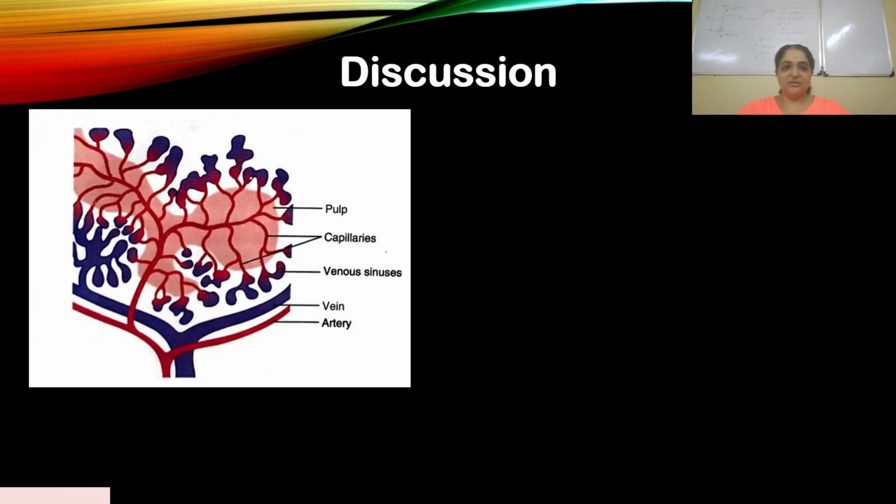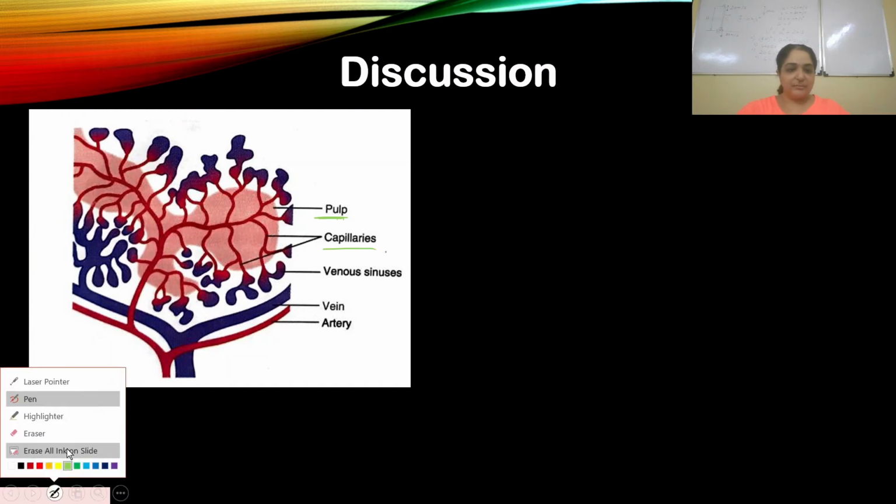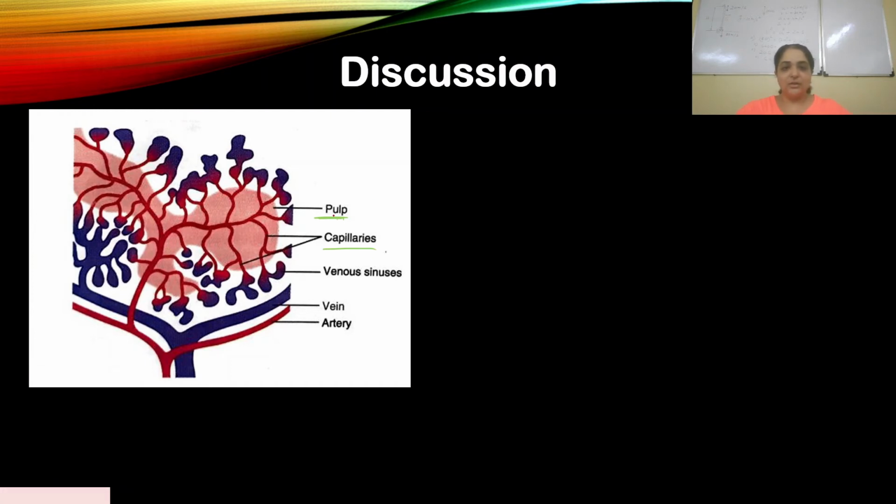So what you see here is a structure of the spleen. This is the internal structure, the functional parts of the spleen. So you have your pulp here, you have capillary. I'll just change this pen so you can see more clearly. Pulp here, you have the capillaries here, venous sinuses, and you have the vein and artery.